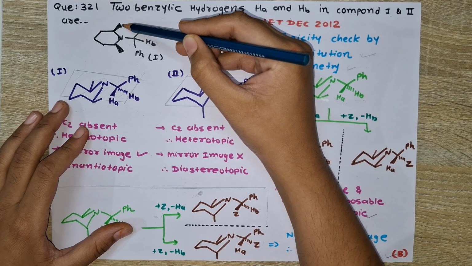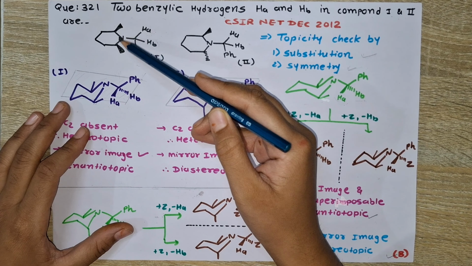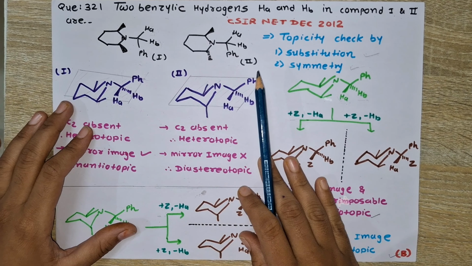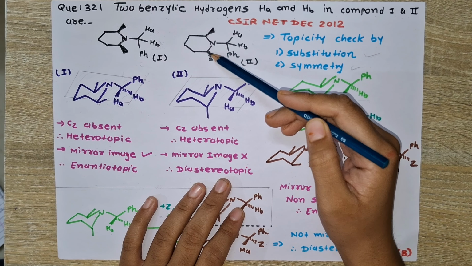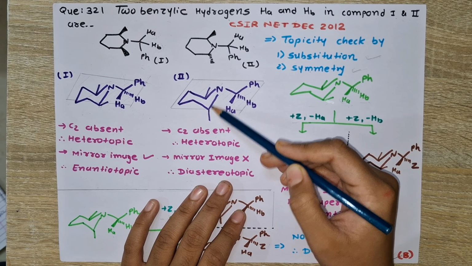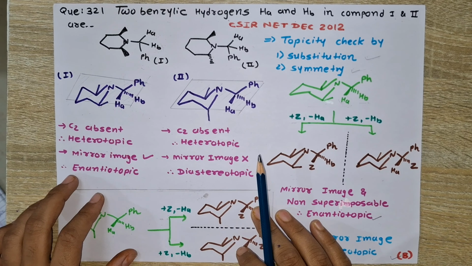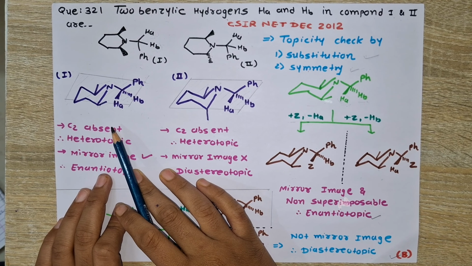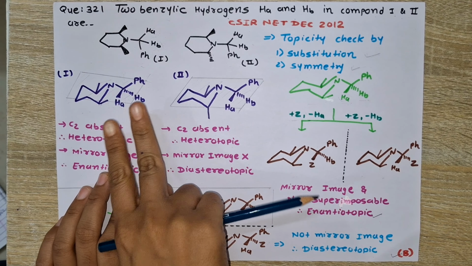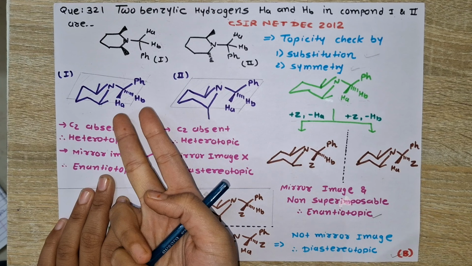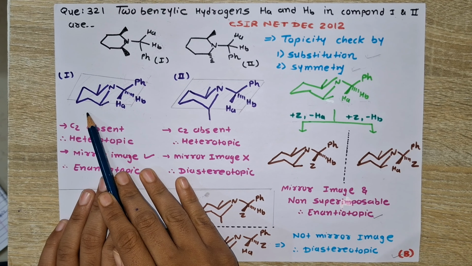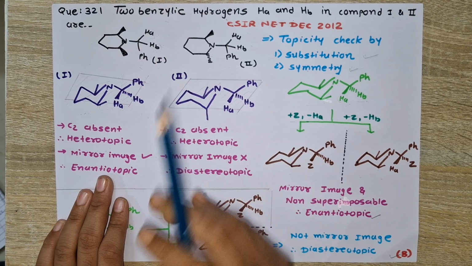Here there are two methyl groups on wedge position, so we take these two methyl groups at equatorial position. And here one is on wedge and one is on dash position, so we take this methyl group at equatorial and this methyl group at axial position. Now to check the topicity, we have to consider the C2 axis. If we rotate Ha and Hb by 180 degrees, the group changes its position. So we can say that the C2 axis is absent.